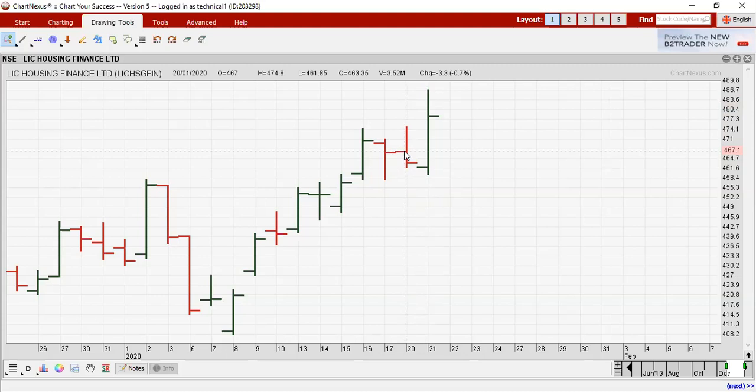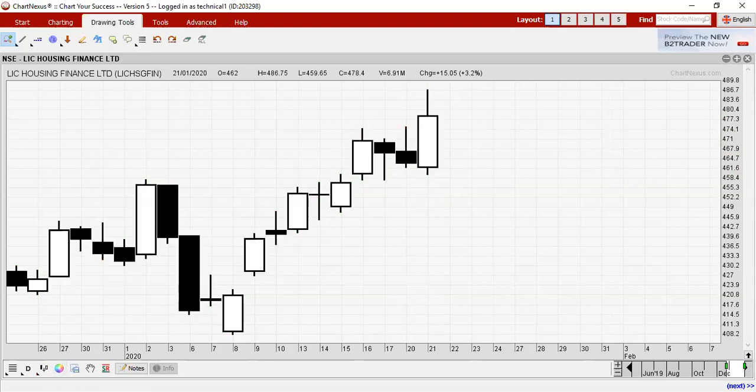Now, if you convert this bar graph into a candle graph, here you will get a white empty candle, and at this bar you will get a filled candle. So let's convert this into candle. This is how the candle graph looks. This is the white empty candle, the bullish candle, and this is the filled candle, the bearish candle.